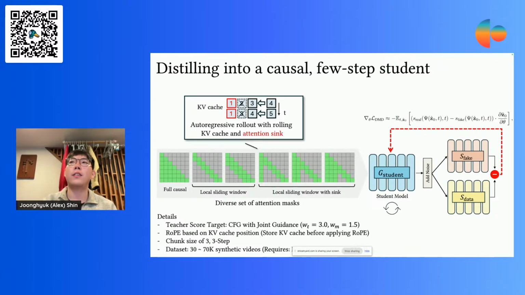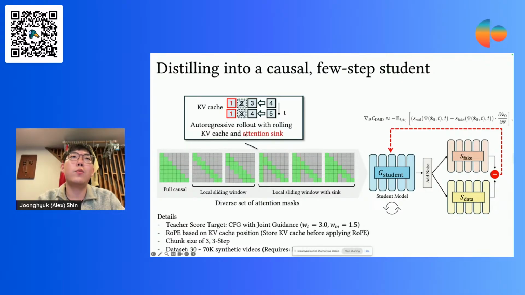Then, based on the discrepancy of these two, basically subtracting the fake distribution from the real distribution, and using this gradient, we update the student model. This is how DMD, distribution matching distillation, works. The key thing that differs our distillation framework from self-forcing is that we explicitly try to simulate the extrapolation process during inference time.